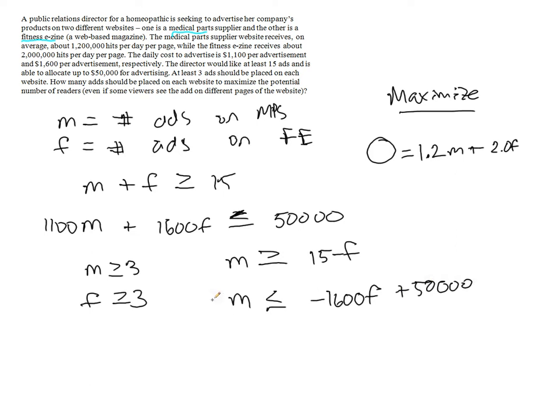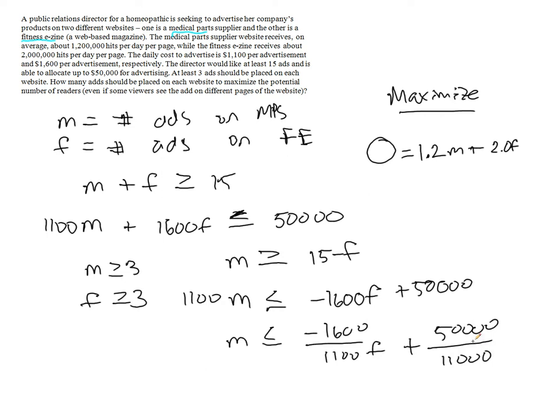And, oh sorry, this is 1,100 m. So we divide by 1,100, giving us negative 1,600 over 1,100 f plus 50,000 over 1,100.